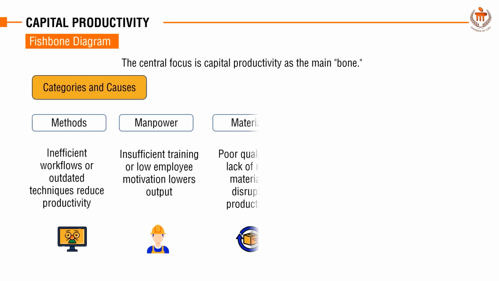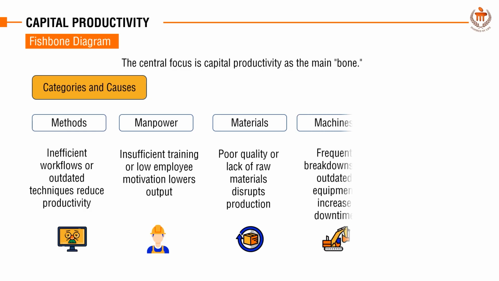Number three, materials. The quality and availability of raw materials are vital for smooth operations. Delays or issues with the material quality can disrupt production and reduce output. Number four, machines. Equipment reliability and maintenance are essential. Frequent breakdowns can lead to increased downtime and inefficiencies.